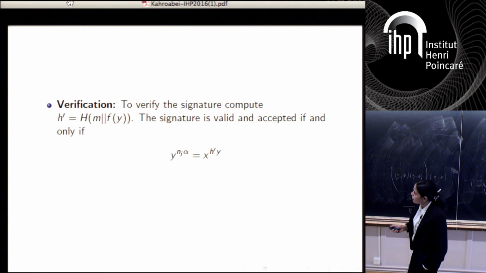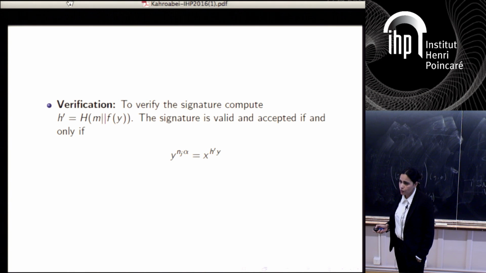And the verification is as follows. To verify the signature, first compute H prime, and the signature is valid and accepted if and only if Y^J alpha equals X^H' Y. I don't think I have time to go over all the good properties that I would like to mention, but this is the idea. And again, we propose to use polycyclic groups for this.